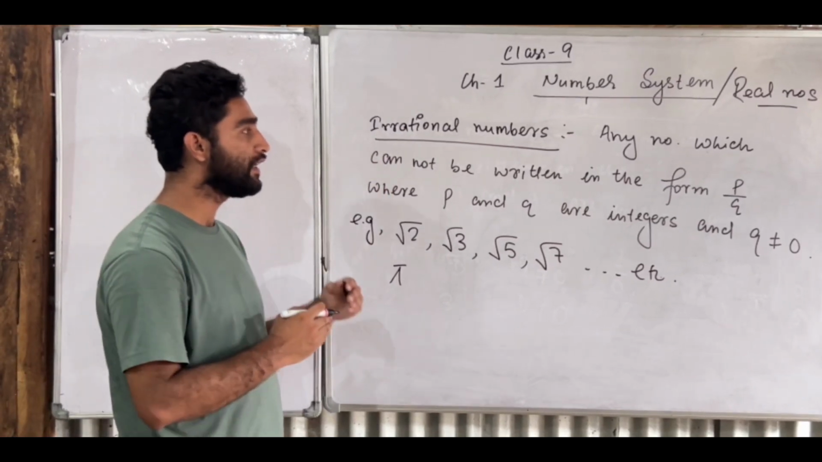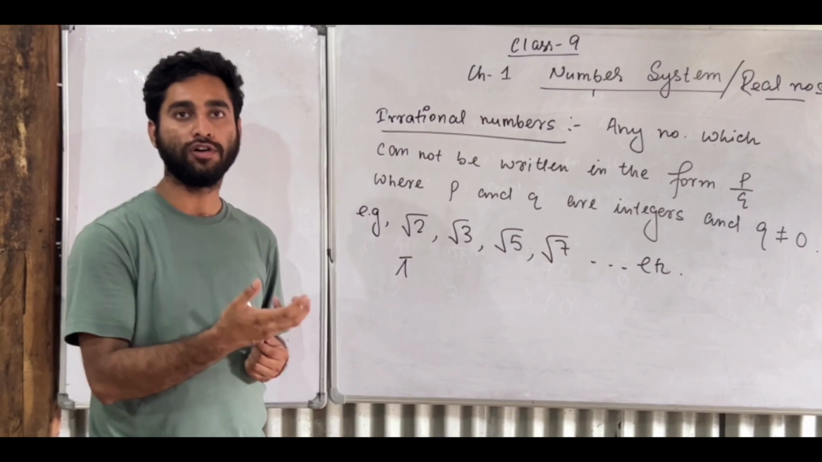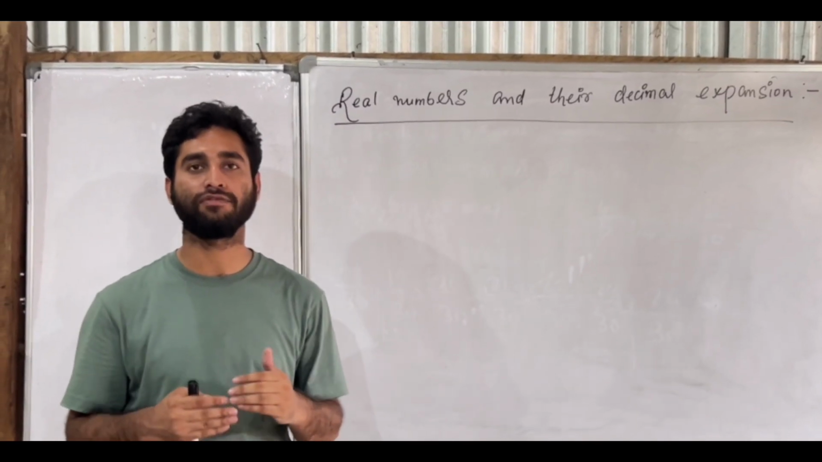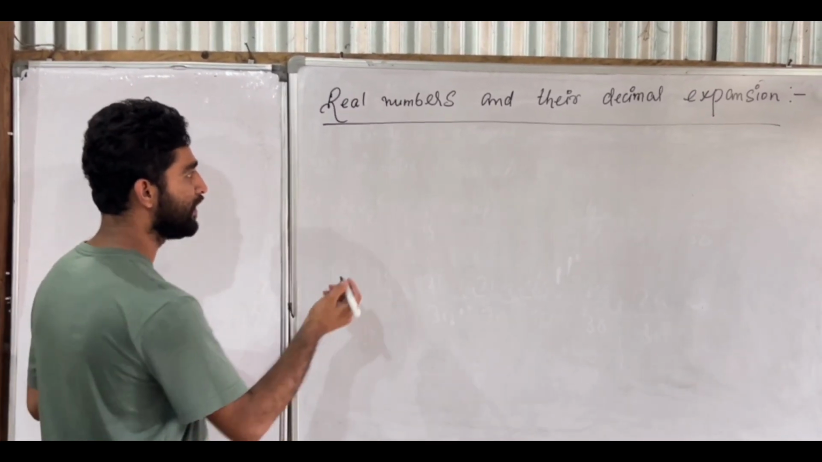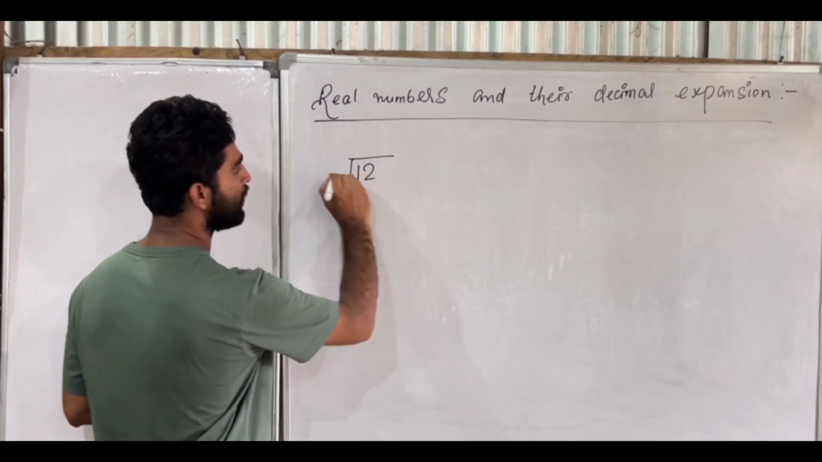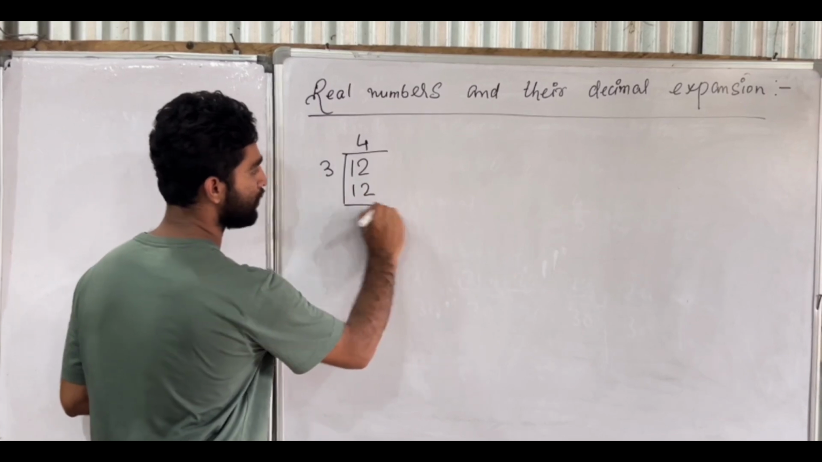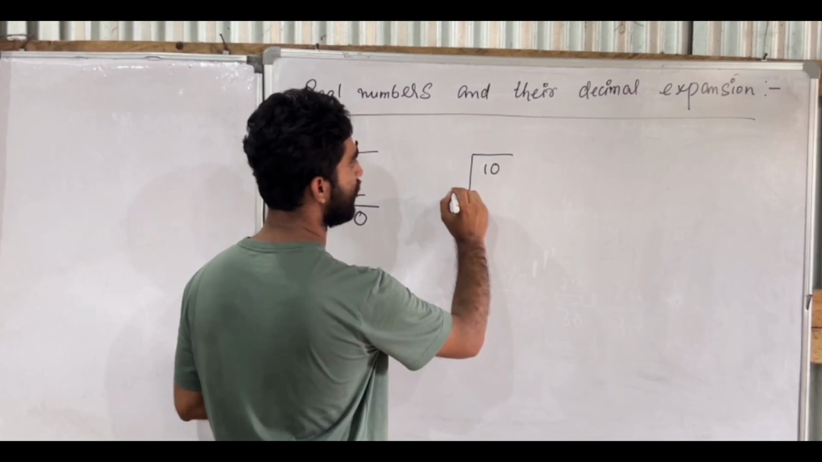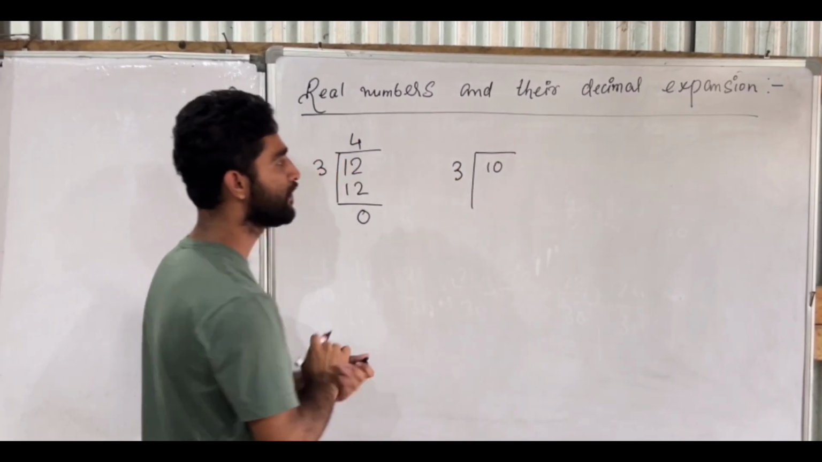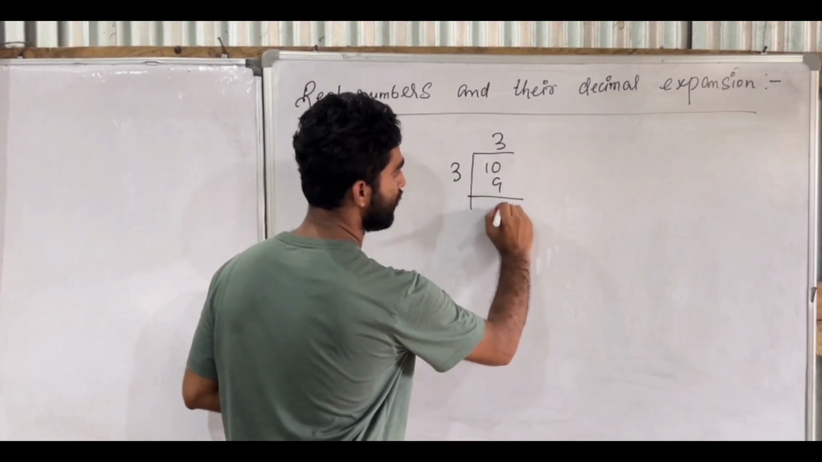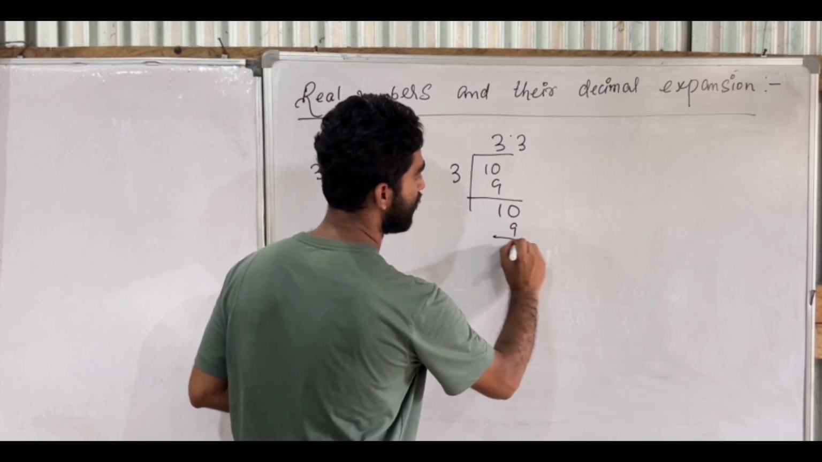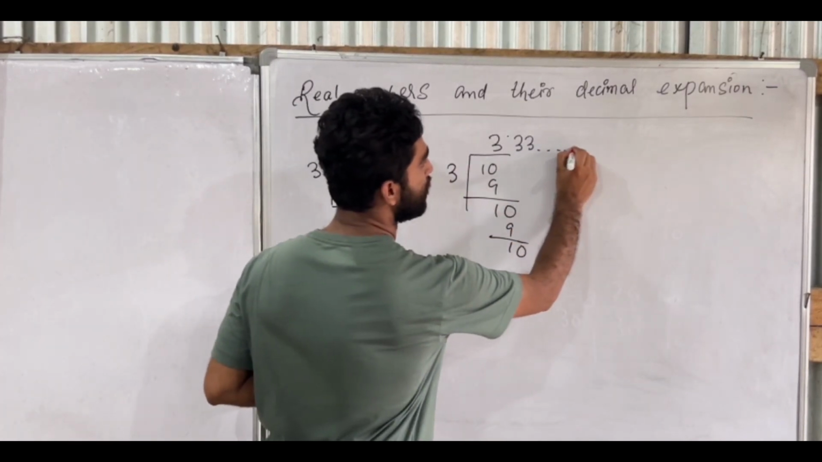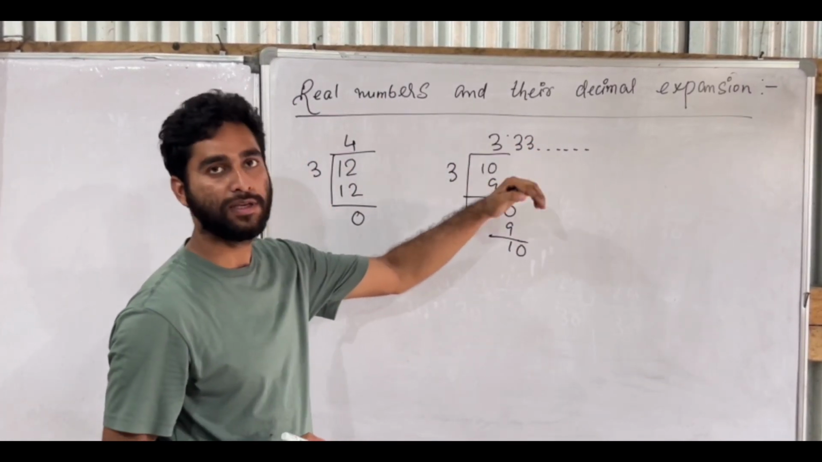Now, to understand the irrational number more nicely, we should know the decimal expansion of numbers. So, we will learn the real numbers and their decimal expansion. What are the different types of decimal expansion? For example, if I divide 12 by 3, 3 4s are 12, so the remainder is 0. Now let's suppose I divide another number, 10 divided by 3. What will I get? 3 3s are 9, 1. Decimal point, 0. 3 3s are 9, 1, again 0. 3 3s are 9. So I will get a decimal expansion in which, after the decimal point, the digits keep on repeating.